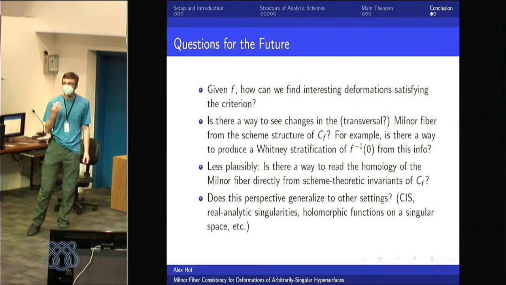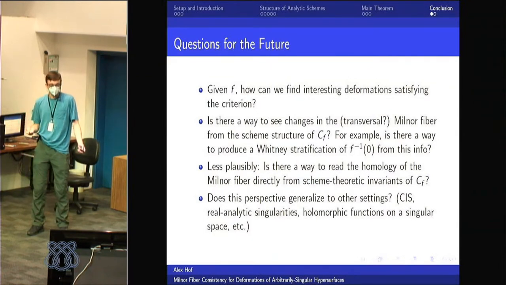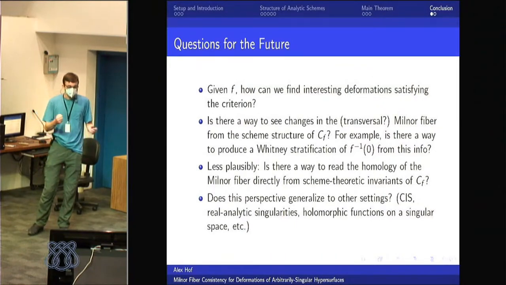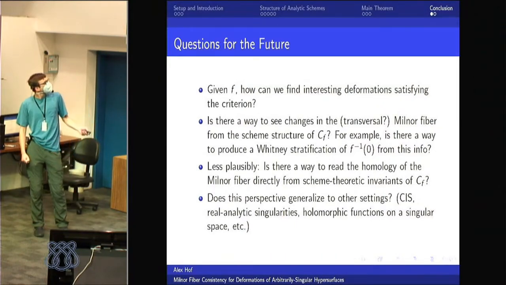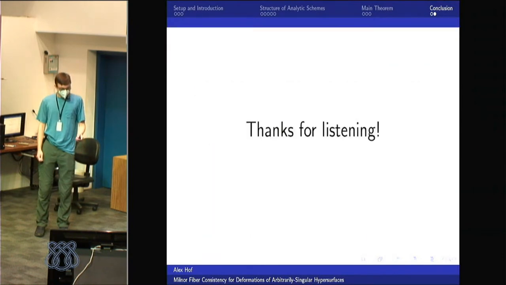Is there a way to read from the scheme structure of this critical locus where the Milnor fiber or the transversal Milnor fiber will change? For example, can we cook up a Whitney stratification of our fiber over the origin just by looking at the scheme structure? More pie in the sky, more long term, is there a way to look at the critical scheme over the origin and read directly from some scheme-theoretic invariant the homology of the Milnor fiber, in the same way that we can do in the isolated case? And then, of course, lastly, generalizing this to other settings, complete intersection singularities, et cetera. So, all right, that's my talk.